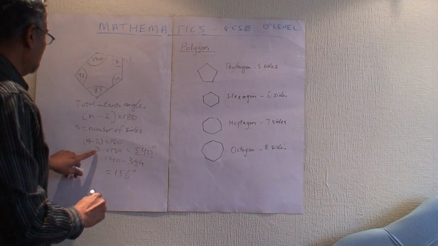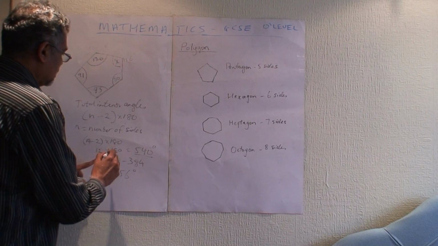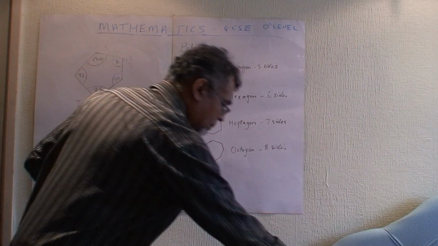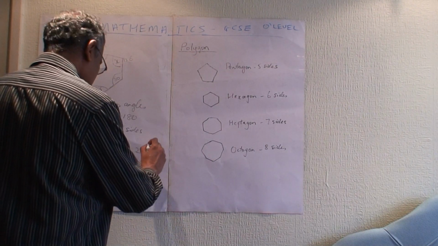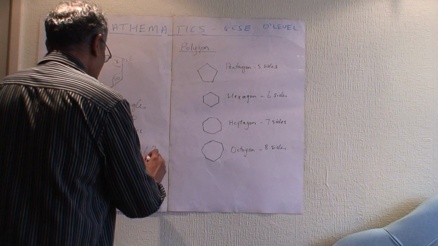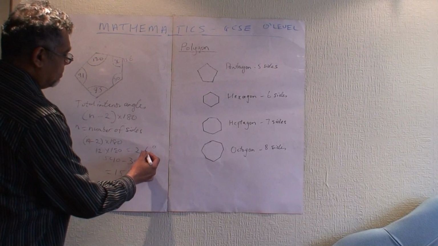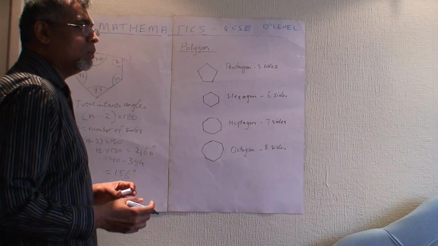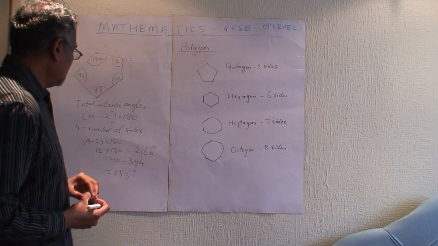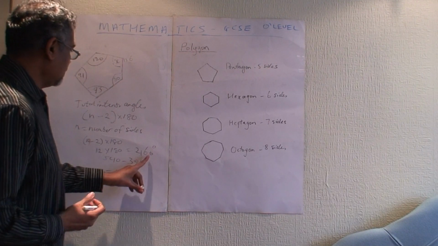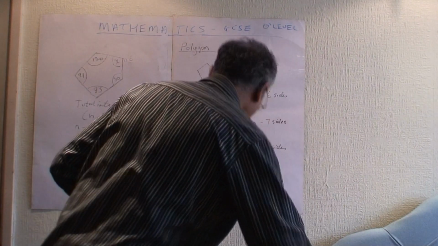So we just say 14 minus 2 is 12. We just replace it. 14 minus 2 is 12, multiplied by 180, and that's 2160. Basically 2160 equals the sum of the interior angles of that 14-sided figure.